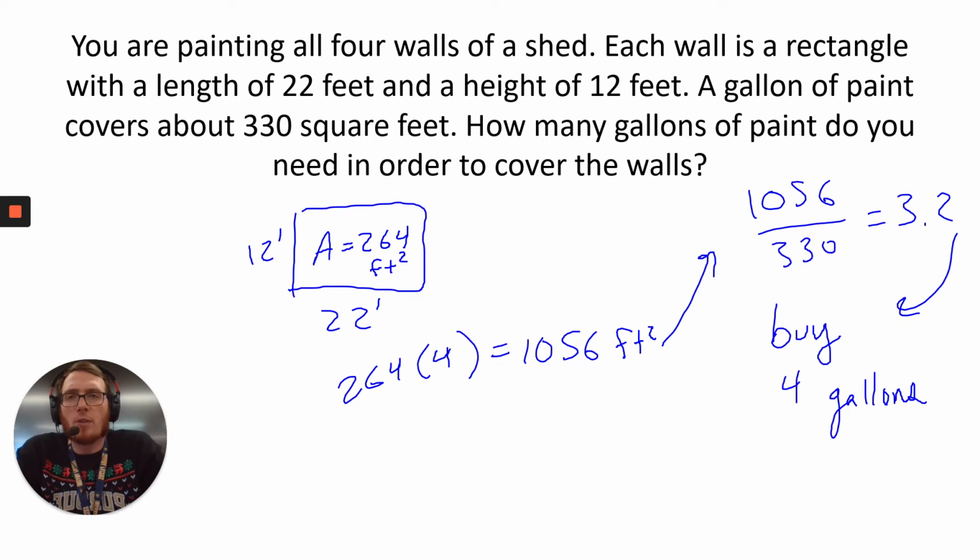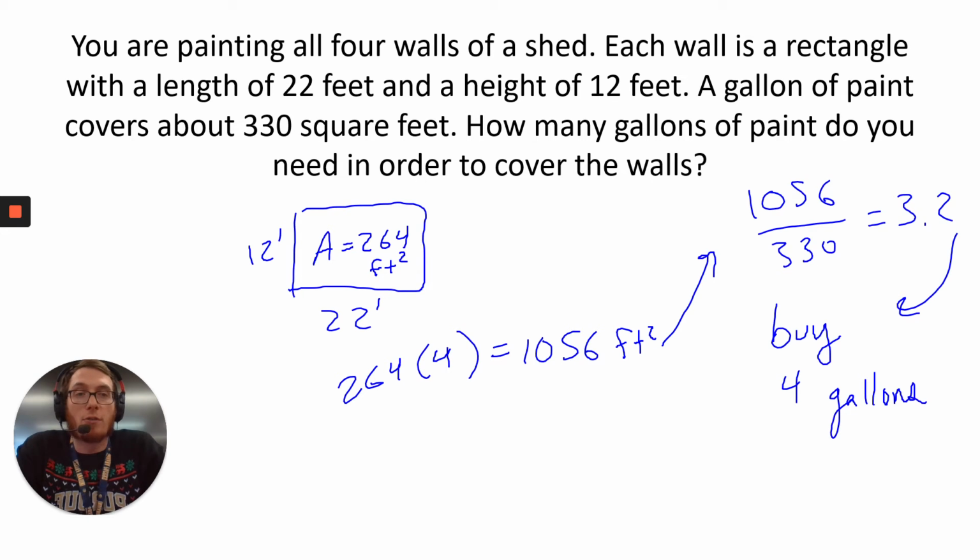The next one's just a review, just to kind of switch gears a little bit. So this says you're painting 4 walls of a shed. Each wall has a rectangle that's 22 feet by 12 feet. So you'll notice here I found the area of one of those, which is 264 square feet, by taking 12 times 22. But then you need 4 of those because there are 4 walls that you're painting. And so that becomes 1056. Divide that by 330 square feet, because a gallon of paint covers about 330 square feet.